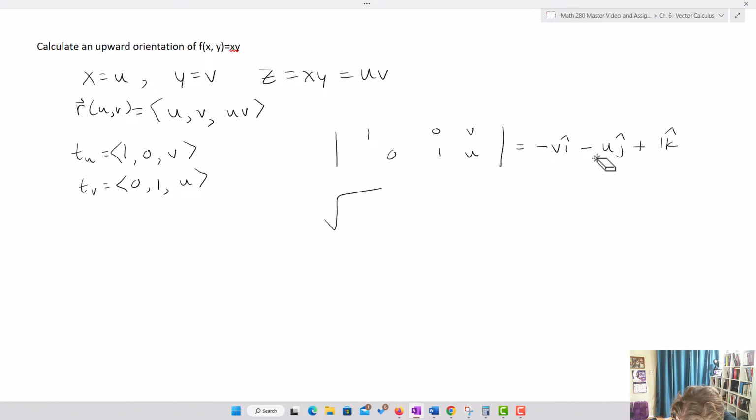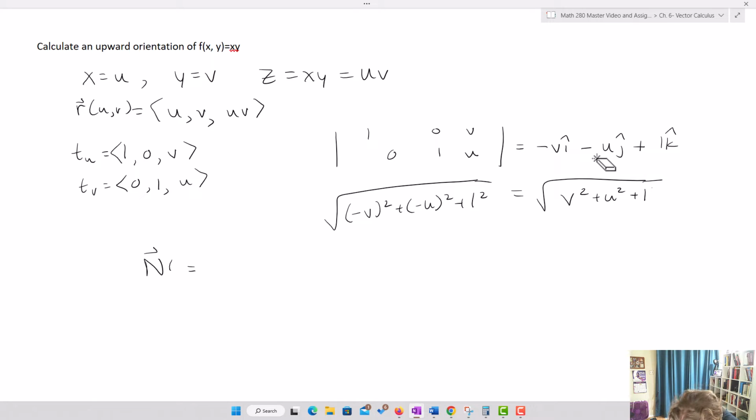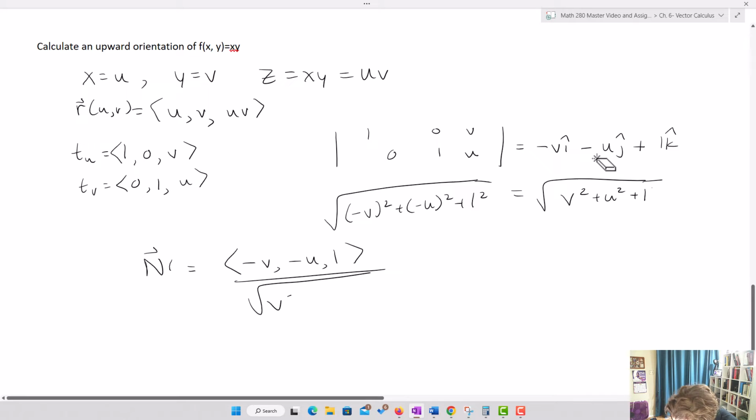We'll take its magnitude. Magnitude of that, it's going to be negative v squared plus negative u squared plus 1 squared. So this ends up being equal to the square root of v squared plus u squared plus 1 squared. Plus 1, excuse me. So our normal, or our unit normal, is going to end up equaling ⟨negative v, negative u, 1⟩ divided by the square root of v squared plus u squared plus 1.